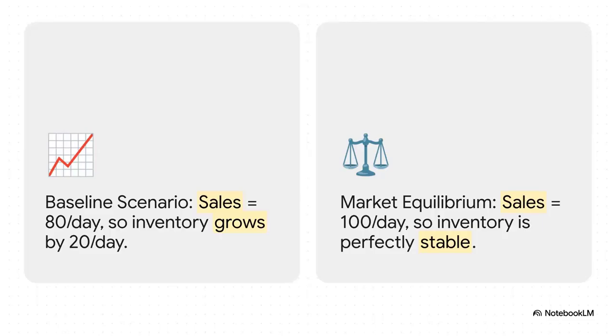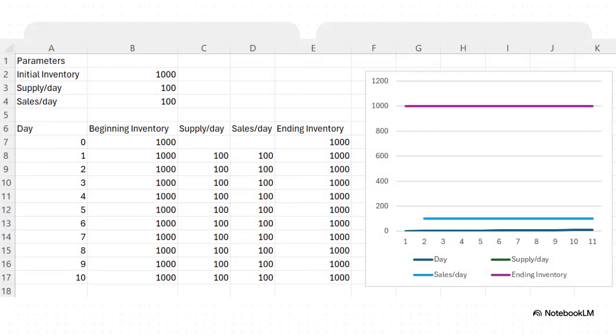So on the left, you've got our original scenario, where selling 80 books a day led to that growing inventory. But what if sales were to perfectly match our supply? In the scenario on the right, which we're calling market equilibrium, we just change one variable. We bump sales up to 100 a day. And what's the result? A perfectly stable inventory. It doesn't grow, it doesn't shrink, it's perfectly balanced.